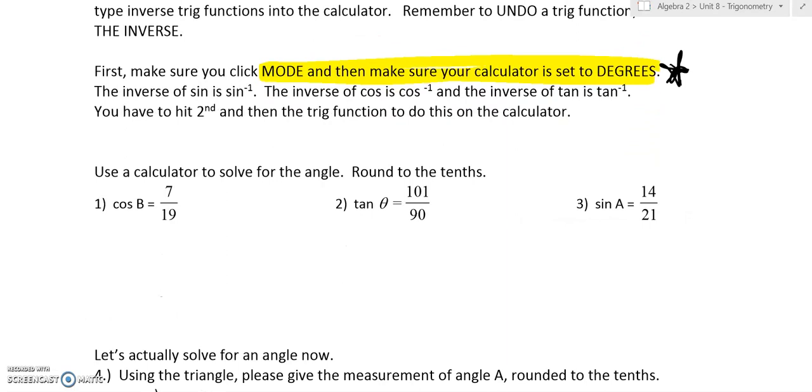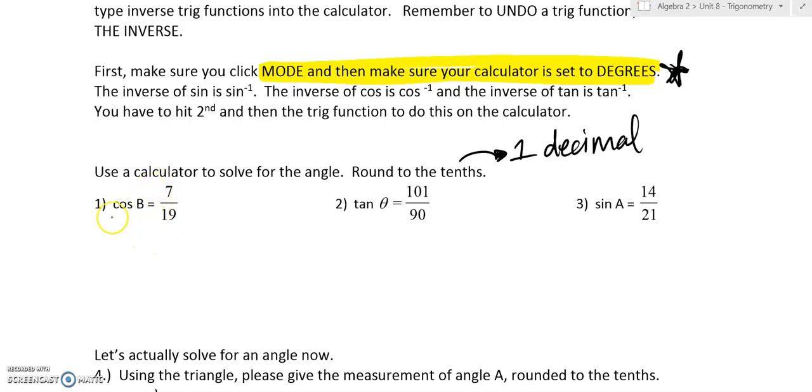Okay. Use a calculator to solve for the angle, round to the tenths. Really quick, remind yourself, okay, what am I rounding to? Tenths, 1 decimal place. So just keep that in mind when you're getting some of these answers. So let's start with the first one. Cosine of B is equal to 7/19. So think about here, we're looking for this variable, capital B, which would be an angle. All capital letters are angles.